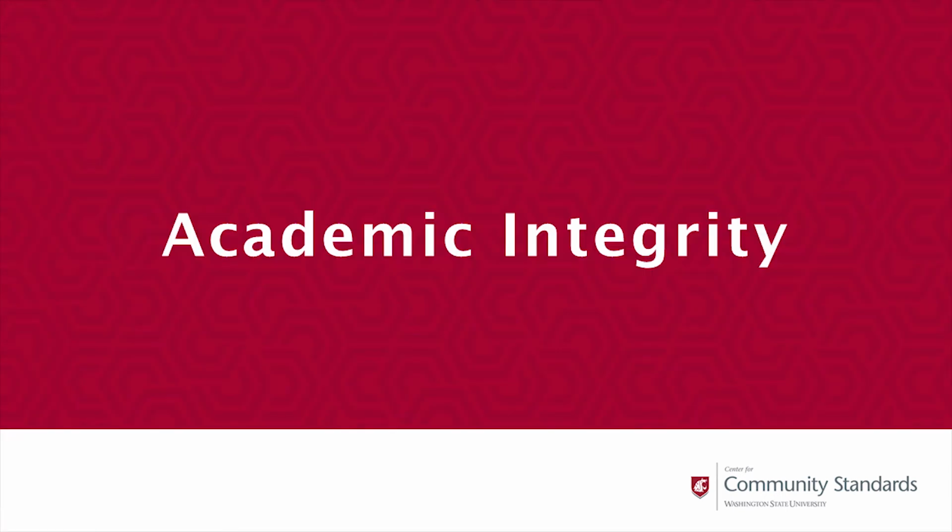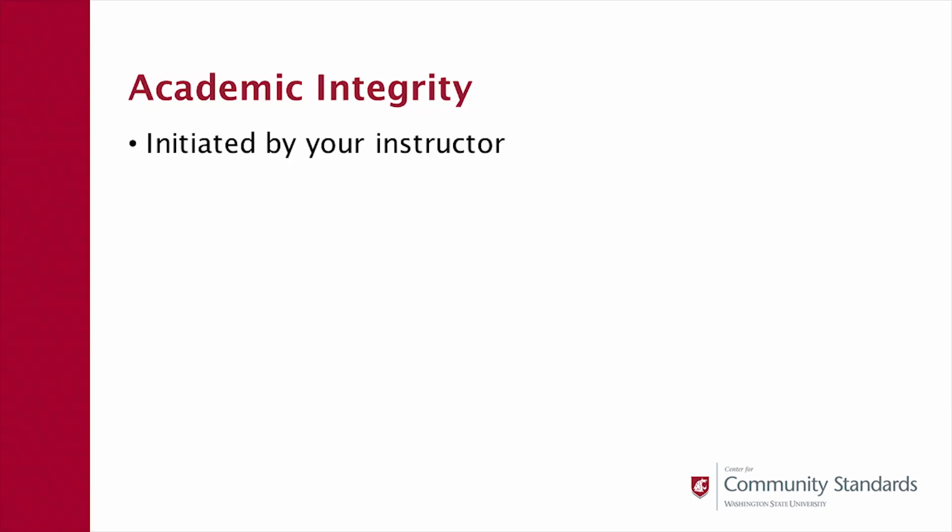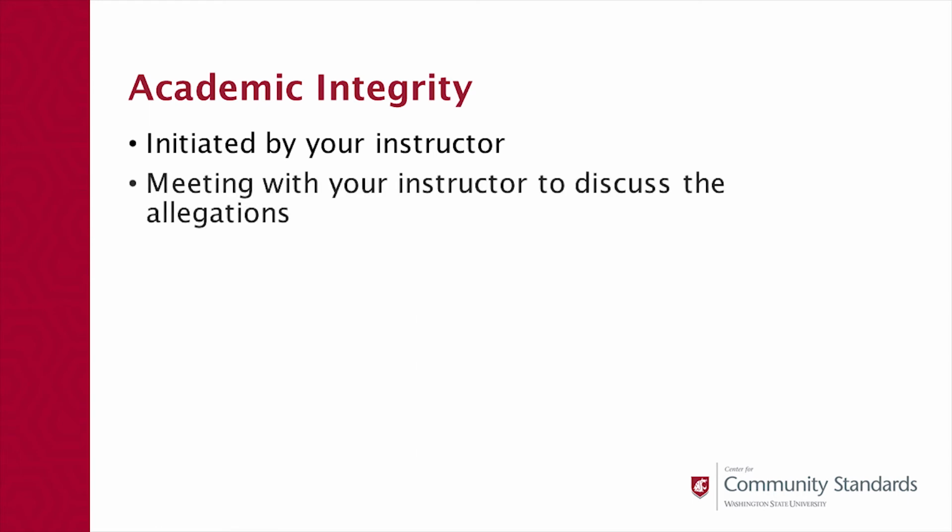As we noted at the beginning of this presentation, academic integrity violations have a slightly different process within our community standards process. We are going to discuss that process now. During the academic integrity process, your instructor will initiate the conversation. If your instructor has reason to believe that you violated the academic policies for their course, they will contact you and ask to schedule a meeting where you can discuss the allegation. Generally, the Center for Community Standards is not involved at this stage.